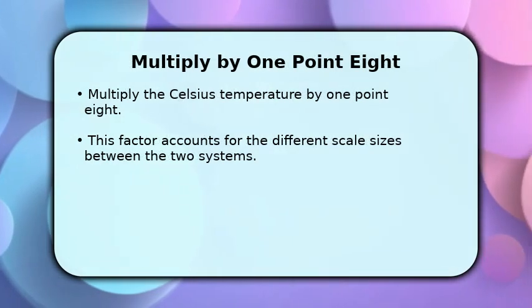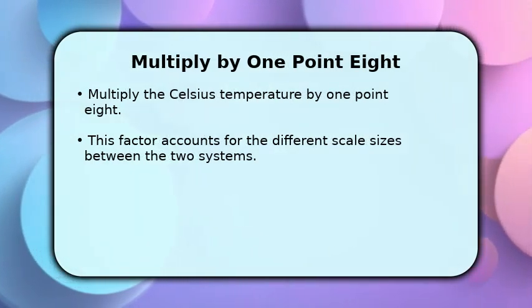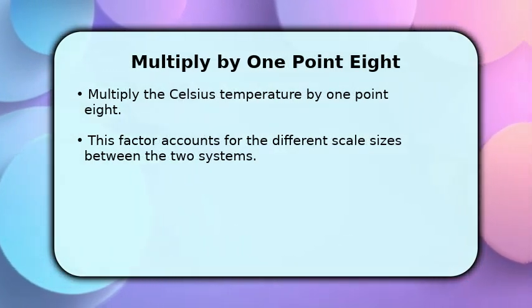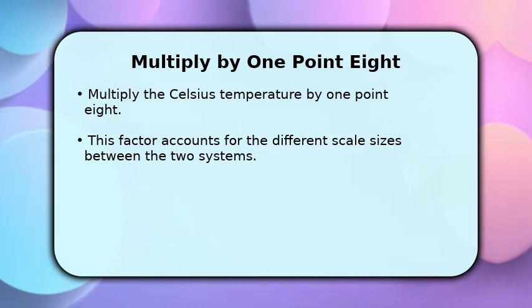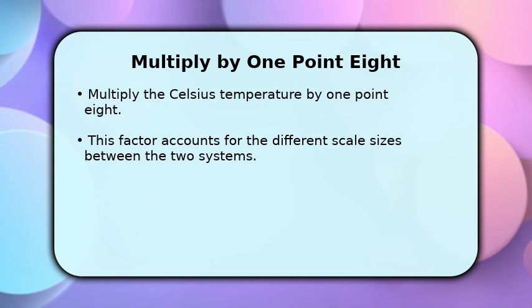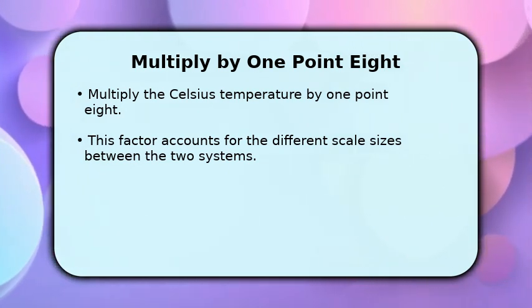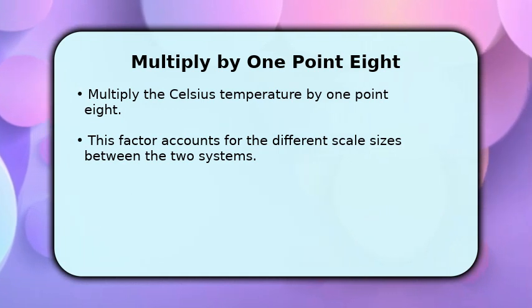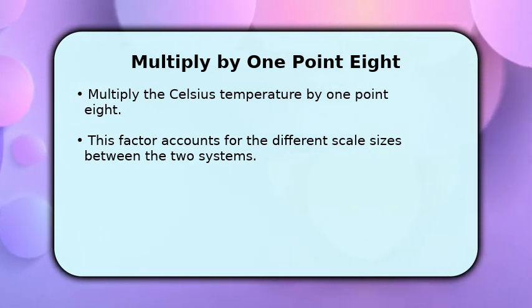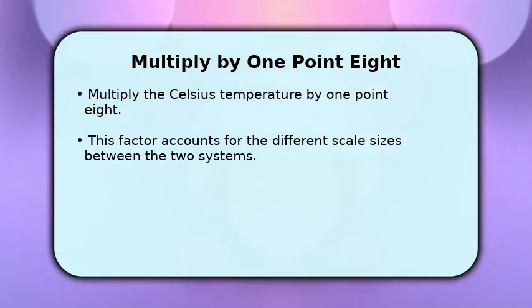Next, you'll multiply your Celsius temperature by 1.8. This number, 1.8, is crucial because it represents the ratio between the two temperature scales. For every 1 degree Celsius, there are 1.8 degrees Fahrenheit. So, if you started with 10 degrees Celsius, multiplying by 1.8 gives you 18. This step effectively scales your Celsius value to the Fahrenheit scale.